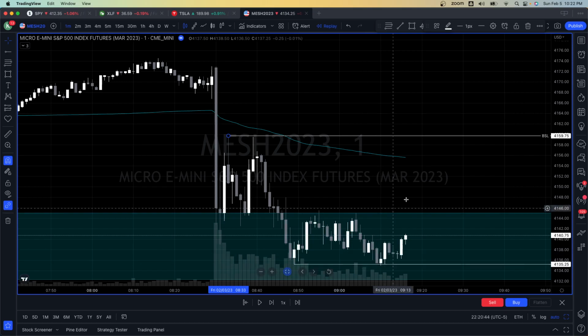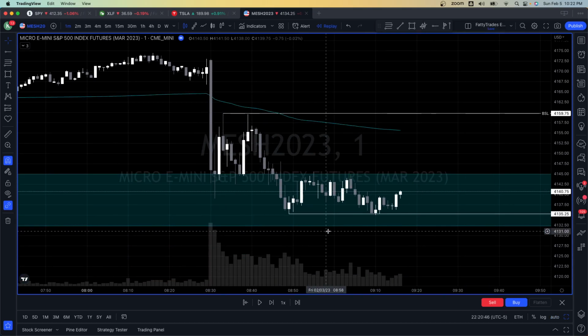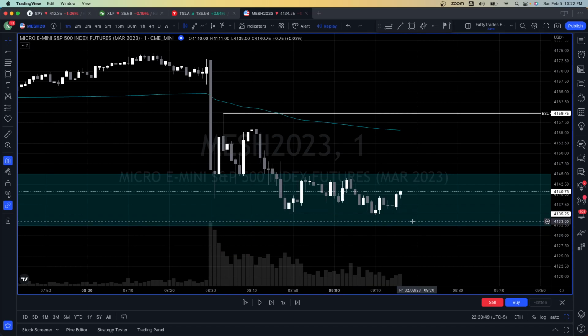Now, if we scroll down, we can see we almost have this imbalance filled. So we've already been clearing this inefficiency. We can see the top of this inefficiency is actually acting as resistance. So the likelihood of completely filling this before making the real move is very, very high.